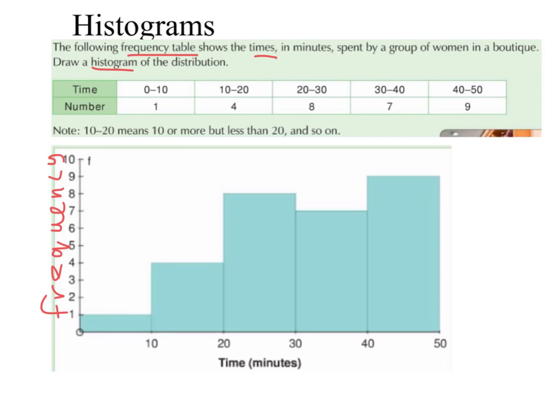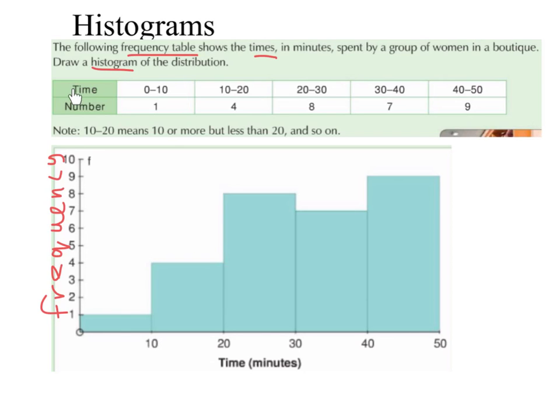So a histogram looks very, very like a bar chart. The difference is the bars are all stuck together. And histograms are usually used for continuous data. So if we want to display numerical data involving time, weight, height, length, speed, distance, etc.